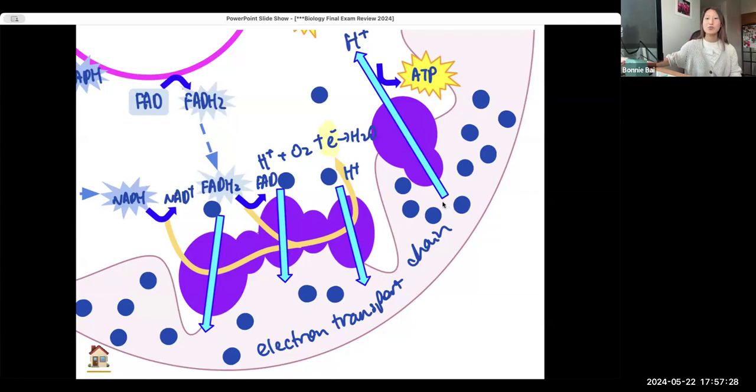This is a passive transport. It does not use energy. It is facilitated diffusion because it's going through this molecule. And in fact, it's not only not using energy, it's making energy out of the process.